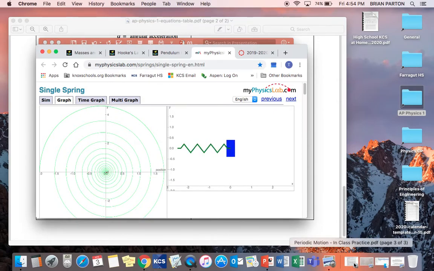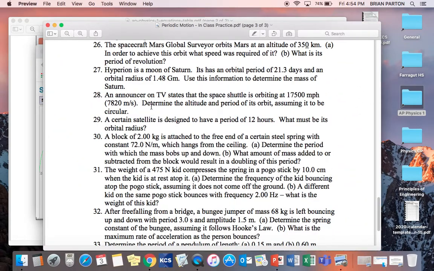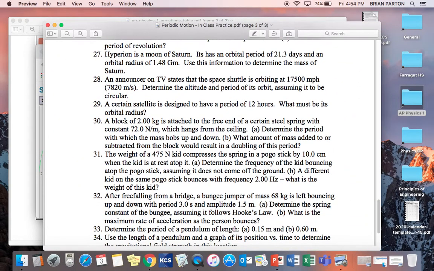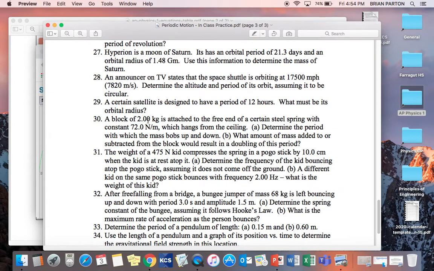I'm going to move on to the first classwork here. I'm going to kind of do it like I do in class, give you the first classwork problem to look at and let you do the rest of them. So a block of 2 kilograms is attached to the free end of a certain steel spring with constant 72 newtons per meter, which hangs from the ceiling.